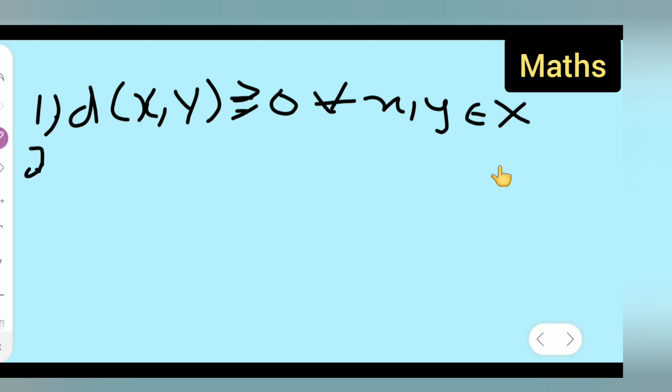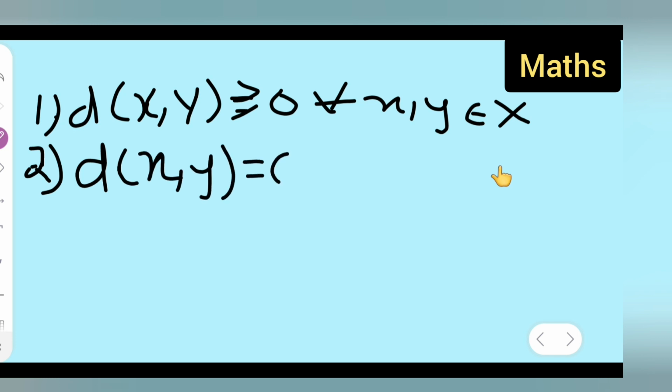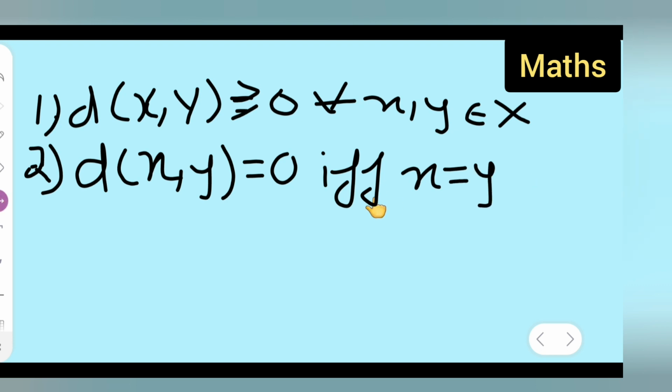Second property will be the distance between these 2 points x and y is equal to 0 if and only if the 2 points are equal. This is an if and only if statement. If the distance between these 2 points is 0, that means the points are equal. Or if 2 points are equal, the distance between the 2 points is 0. So this is the second property.